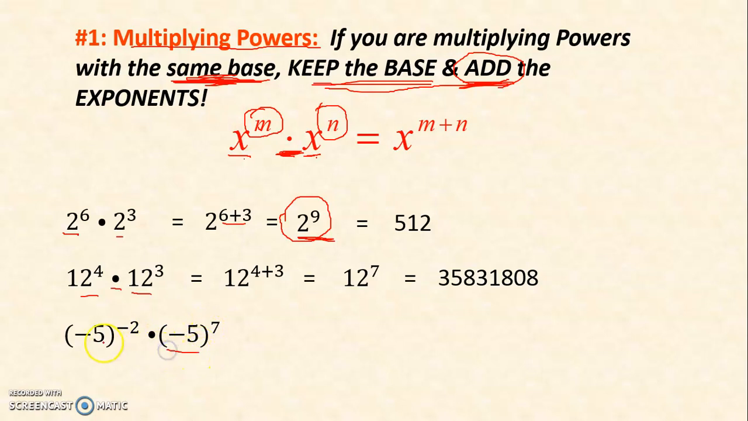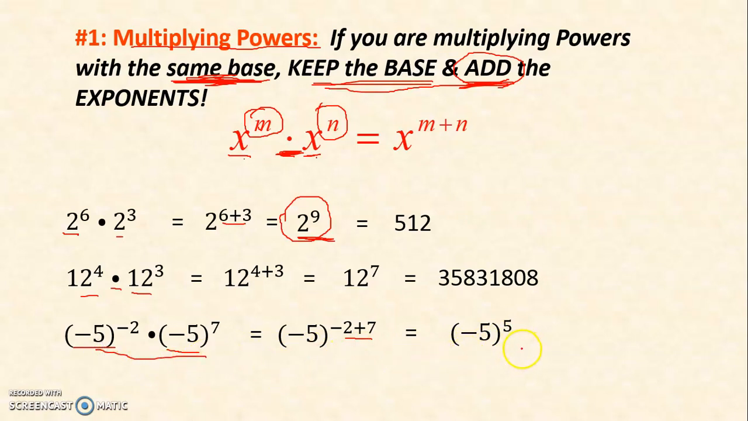Okay? The next one, we have here negative 5 raised to negative 2 multiplied by negative 5 raised to 7. They have the same base, negative 5. So you now have negative 5 raised to negative 2 plus 7. Always remember that if you are adding, always apply the rules in adding integers. The sign of your 2 is negative and the sign of your 7 is positive. So you now have negative 5 raised to 5. What are you going to do? You're going to subtract. 7 minus 2 is equal to 5. So that is now the simplified form of the given expression.